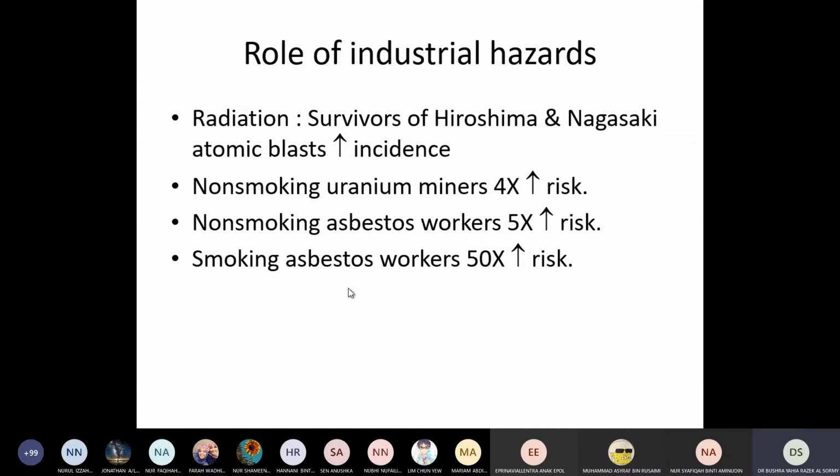Those who smoke plus have asbestos exposure together, the risk is 50-fold increased for lung cancer. See, asbestos alone is 5-fold, but with smoking it's increased 50-fold for developing cancer.